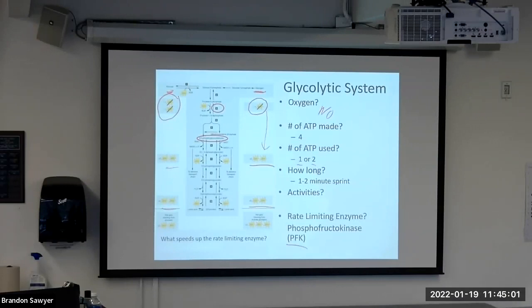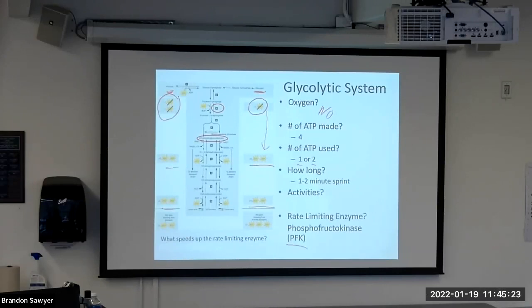So the first concept map assignment in this class will be mapping out those 3 energy systems. And I definitely want you to include the rate limiting enzymes that we talked about here, as well as those key enzymes like PDH and LDH that I mentioned in the last slide, and creatine kinase.